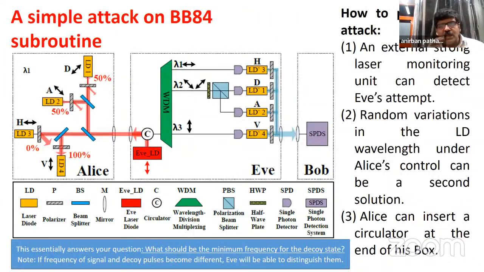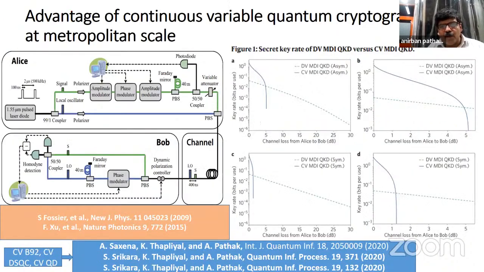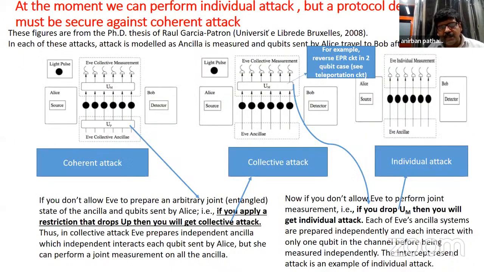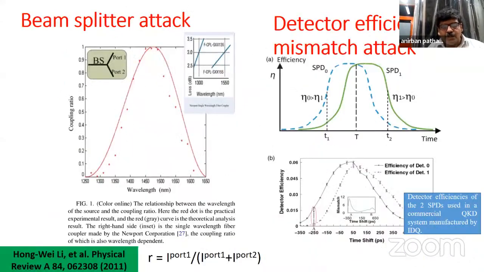Finally, I tell you that there are some hacking possibilities, and we just exploit the device imperfection. That's what we do in this lab. So this is showing that the beam splitter is a function of wavelength, whether it does 50-50 beam splitting or not. I can change the wavelength, I can change the time, etc.